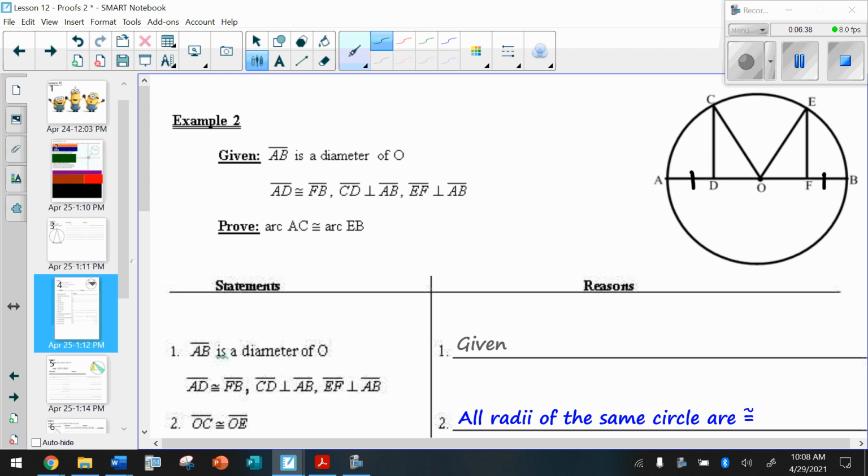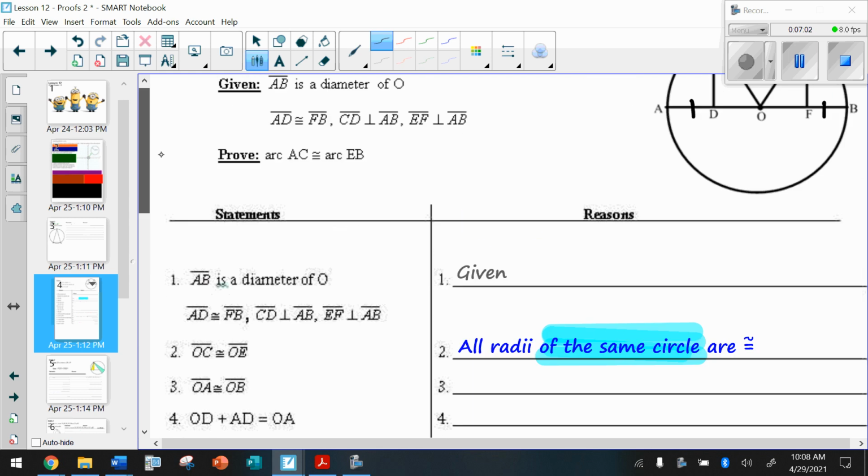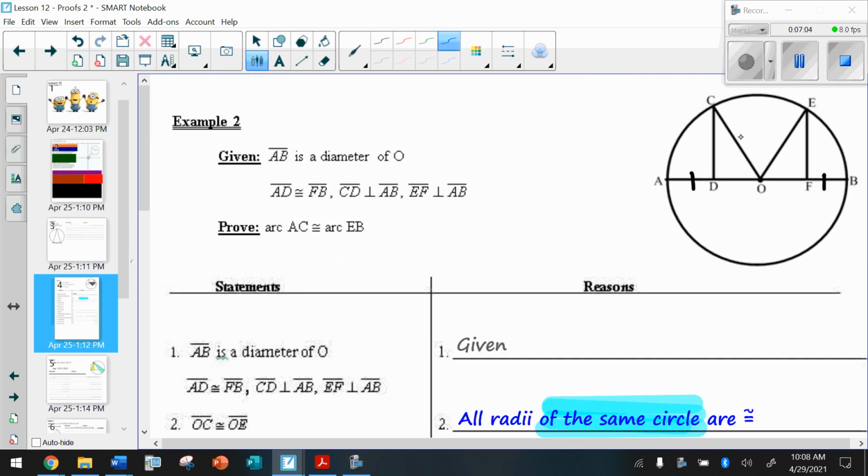And it is imperative that you write "of the same circle." It does have to be there, because I've had students in the past write the statement, all radii are congruent. Think about that. Is every radius of every circle ever created the same as every other radius? No. Not all radii are congruent. All radii of the same circle are congruent. So be careful with that.